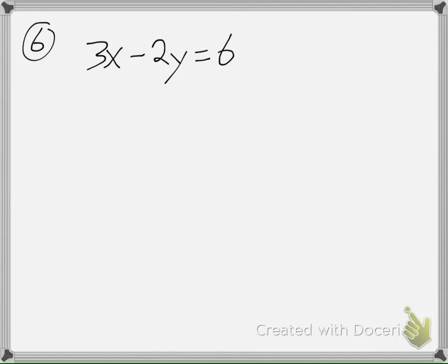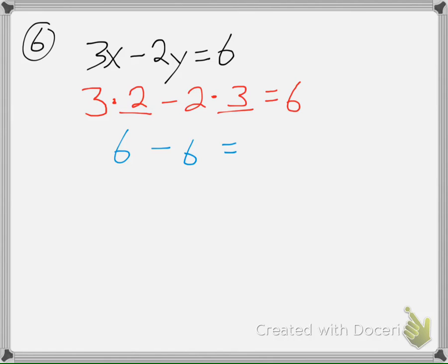So I have the first one, option F. What's our x value? 2. Make sure you know which one's x and which one's y. It makes a difference. All right, so my x value is the first one, which is 2. My y value is the second one, which is 3. So I get 3 times 2, which is 6, minus 2 times 3, which is 6. Does 6 minus 6 equal 6? No. So our first answer is not correct.